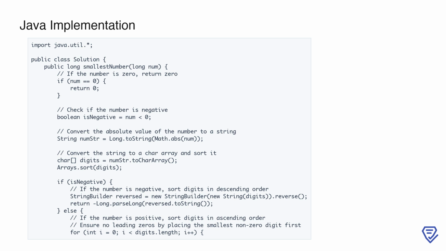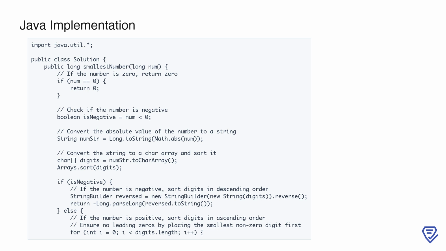Here, we start with the Java implementation for finding the smallest value of the rearranged number. First, we import the necessary utilities and define our solution class. Inside the smallestNumber method, we check if the input number is 0. If it is, we simply return 0, as rearranging 0 still gives 0. Next, we determine whether the number is negative by checking if it's less than 0. This helps us decide how to handle the digits later.